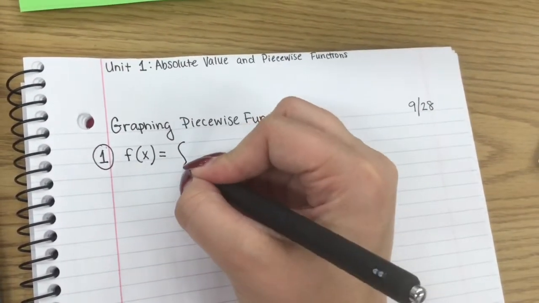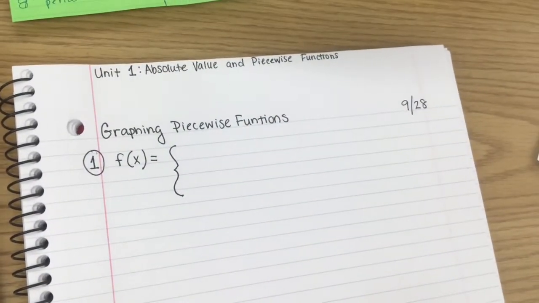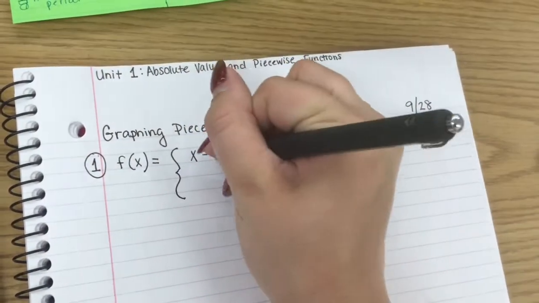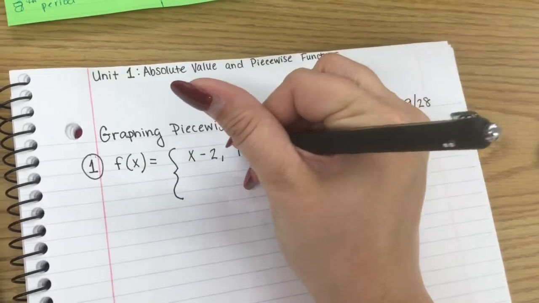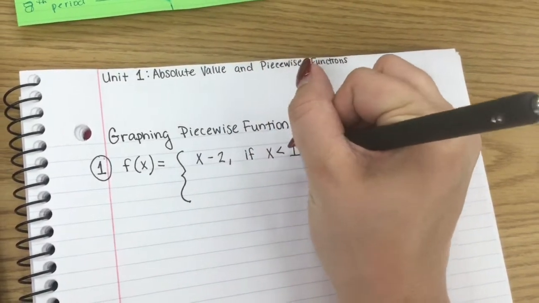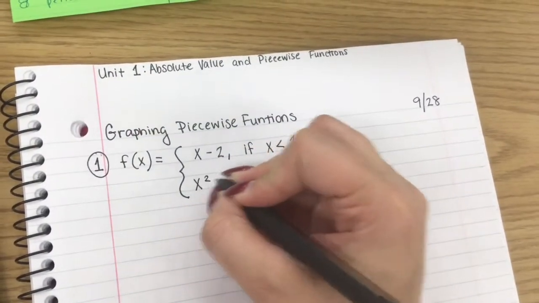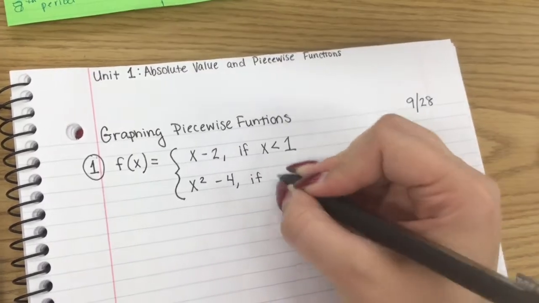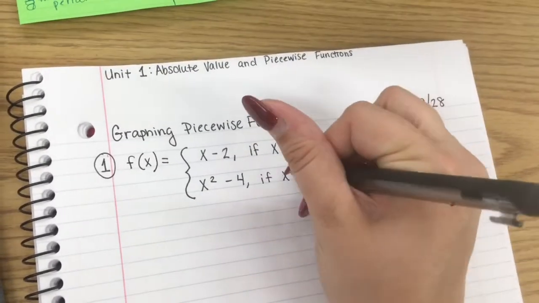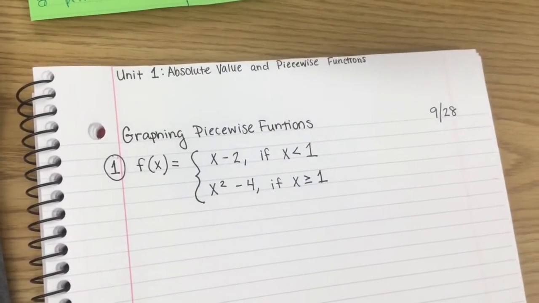Today we're going to be talking about graphing piecewise functions. When I write this function, I'm going to write f of x equals, and then I have this set here. I'm going to write two or more functions. Notice how these functions have domain restrictions.